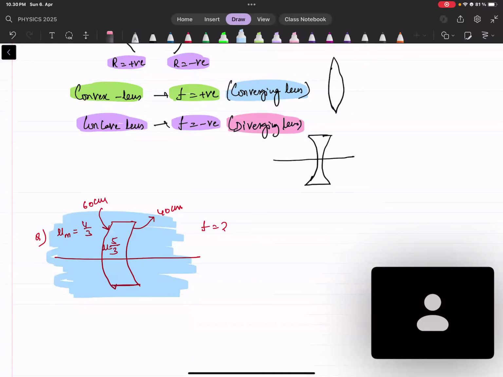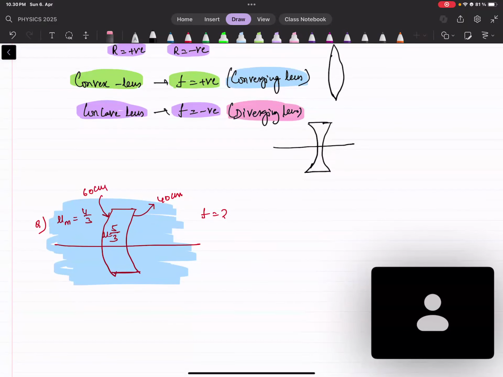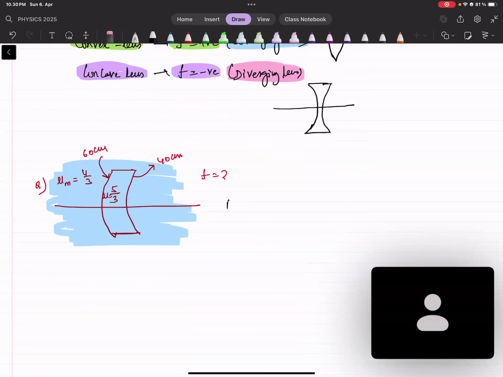Done? Tell me, what will be the focal length? First, tell me what are the radius of curvature. R1 is what, beta, positive or negative? R1 is positive, plus 60. R2 will be equal to how much, beta? That is also positive or negative?